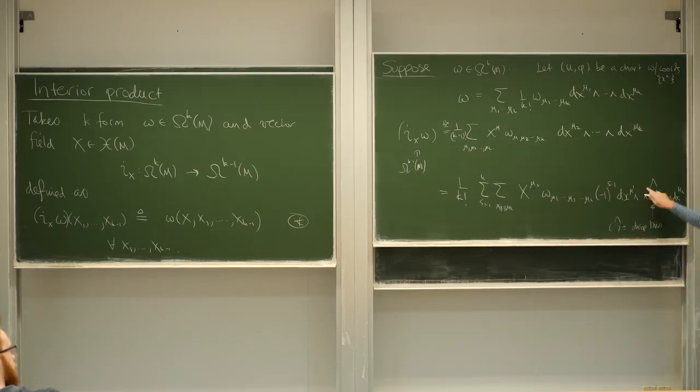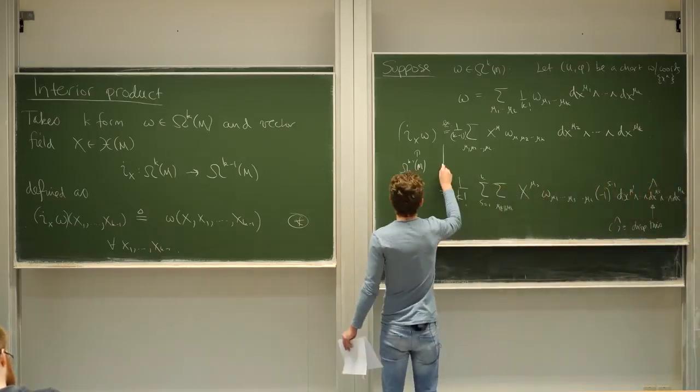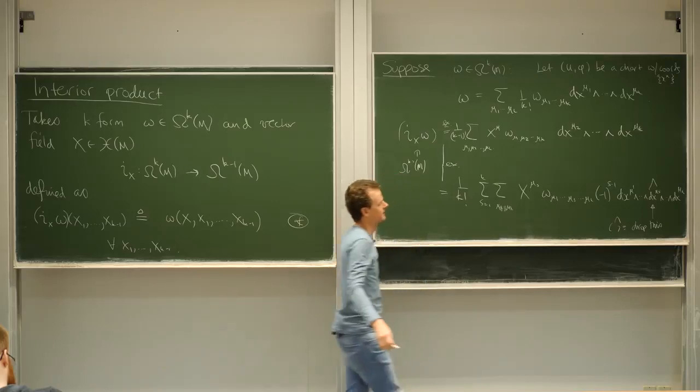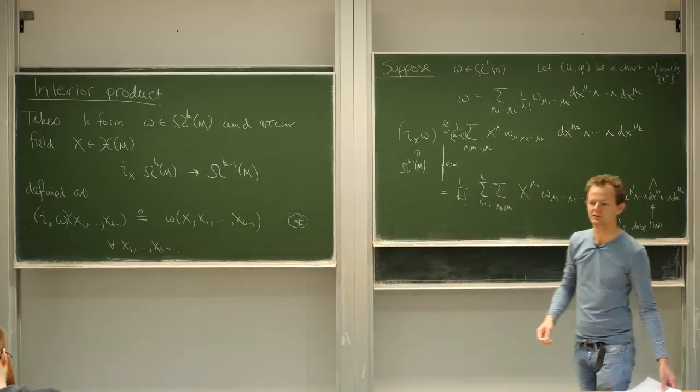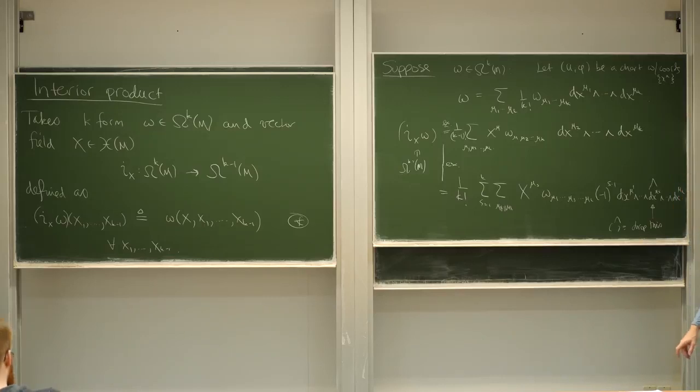So whenever you see something with a big hat on top, that means drop it. And in this expansion here, we see that we indeed have a k minus 1 form, so that works out. And it has this somewhat more symmetric representation here. So it's a little exercise, it belongs to the class of exercises where you think a bit and you already see the answer.